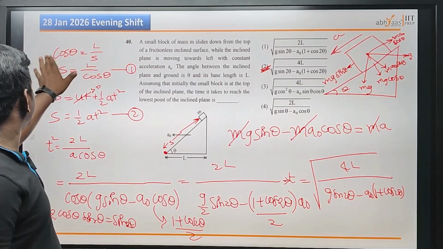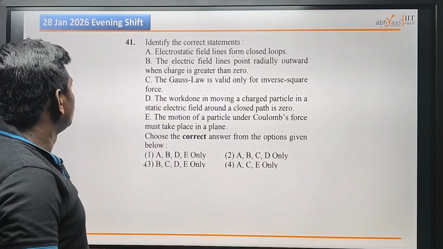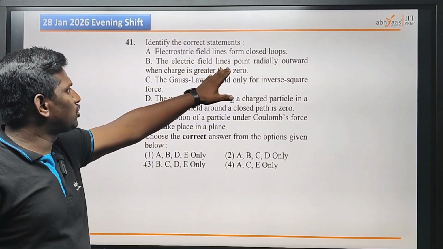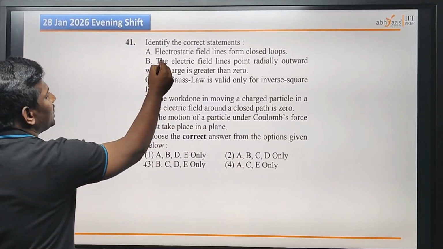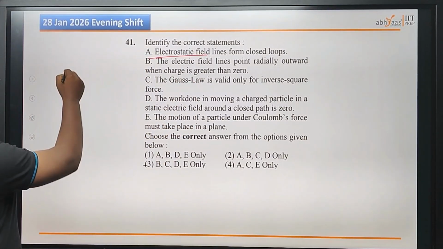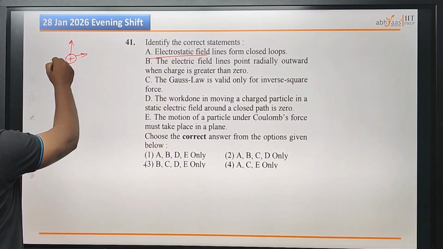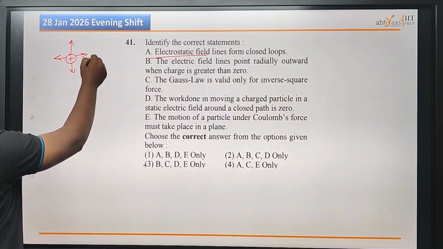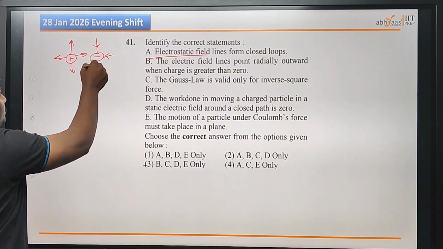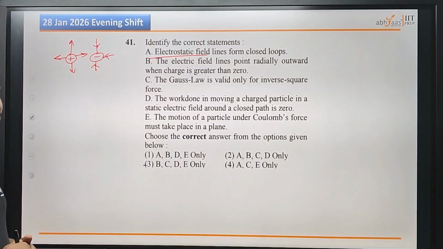So next question, see here, 41. This is also based on the theory. Identify the correct statement. The electrostatic field lines form closed loops. We are not getting any closed loop field lines from electric fields. If you are having any charge, a positive charge is there, field lines are going outward. In negative charge, field lines are going inward. We are not having closed loops.